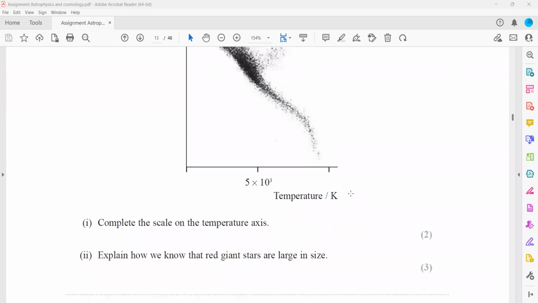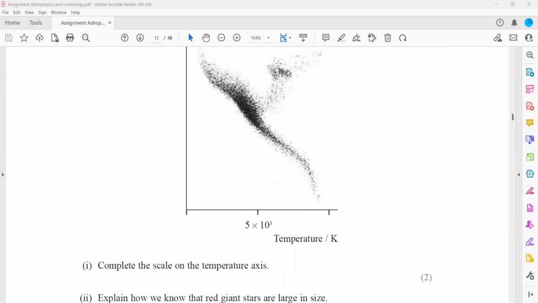Complete the scale for temperature. It's always like double and half, and it is always in a decreasing order. So this will be double of that, 10 into 10 to the power 3, and this will be half of that, 2.5 into 10 to the power 3. Always it's like this. For example, if we want to complete this scale and they say this is 6,000, then this will be double of that, 12,000, and this will be half of that, 3,000.